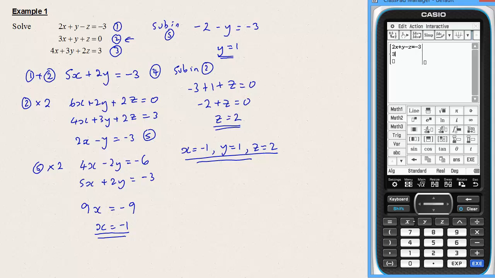Now we want 3x, add y, add z, is equal to 0. And finally we've got 4x, add 3y, add 2z is equal to 3. And we need to tell it just here that we're solving for x, y, and z.